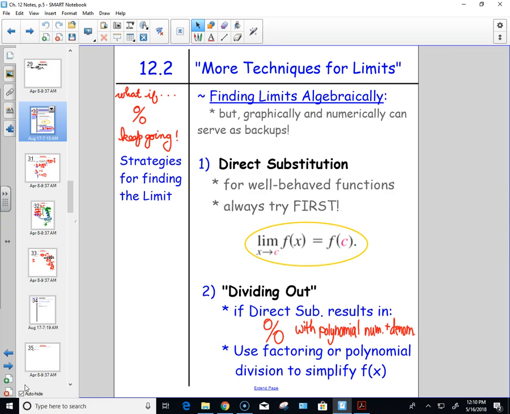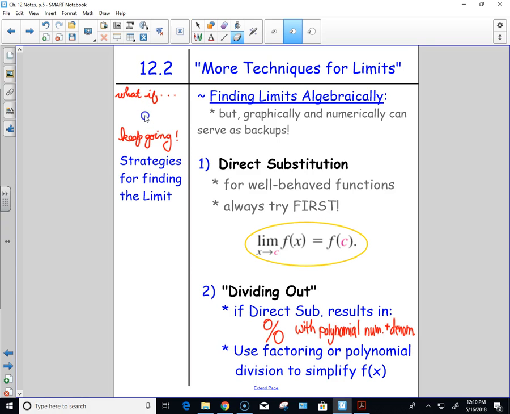But the one thing that you're going to see happening over and over and over again in section 12.2 is that just plugging in doesn't work from the beginning. And if just plugging in, this kind of looks like a percent sign. I'm so sorry. If you're thinking that's percent, it's not. It's 0 over 0. And what happens if we get 0 over 0 again?